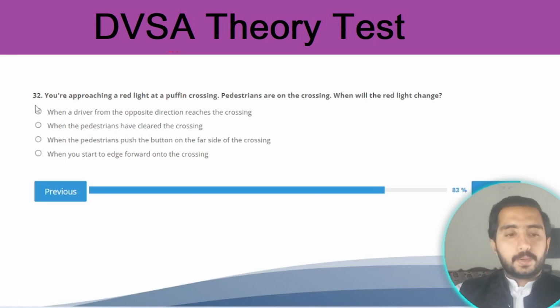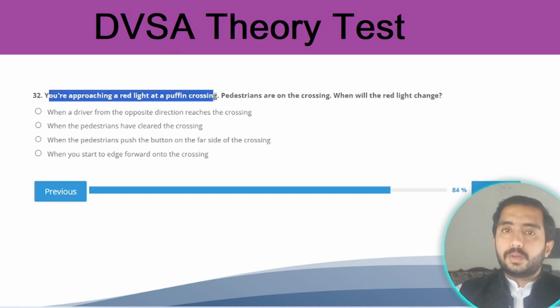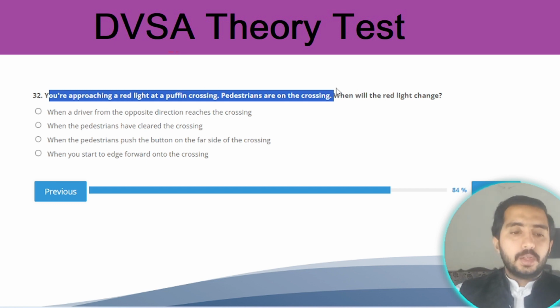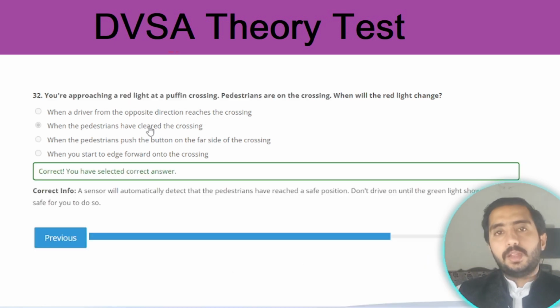Next one. Question number 32. You are approaching a red light at a puffin crossing. Pedestrians are on the crossing. When will the red lights change? The correct option is when the pedestrians have cleared the crossing, then the red lights will change.